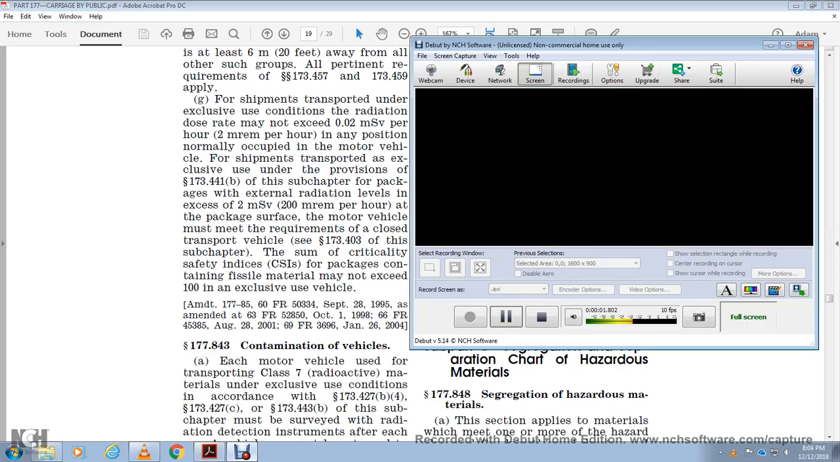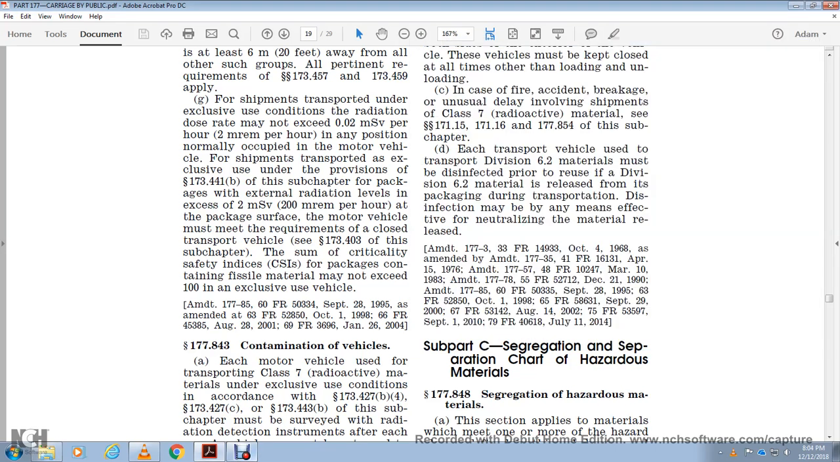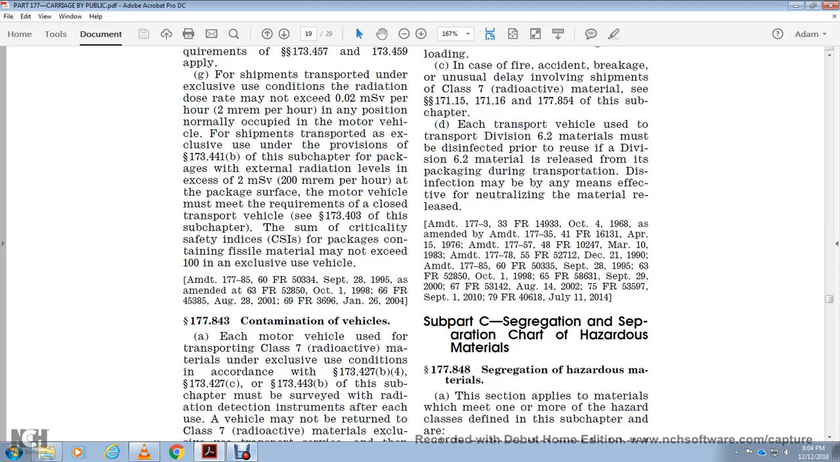All right, part C, segregation and separation chart of hazardous materials. 177.848, segregation of hazardous materials. Section of the material which meets one or more of the hazard classes.